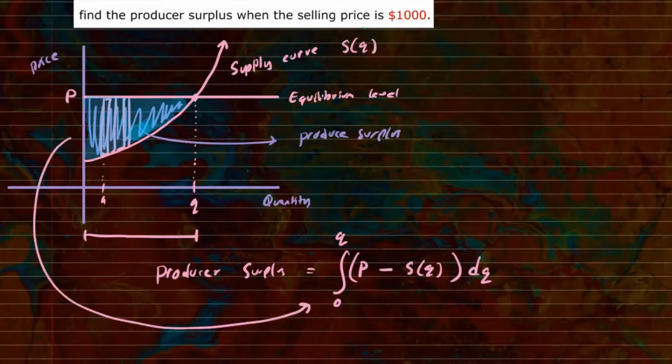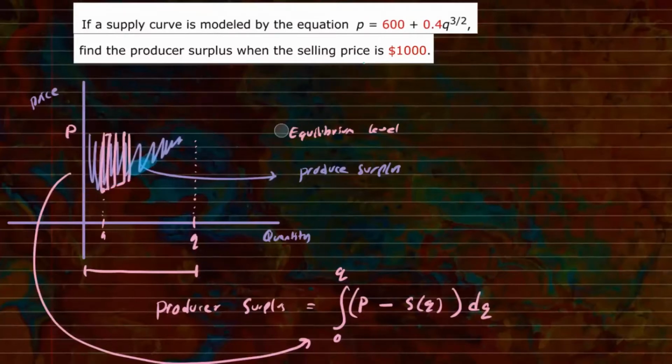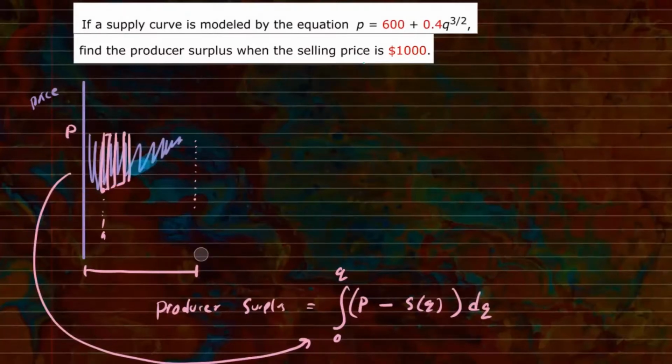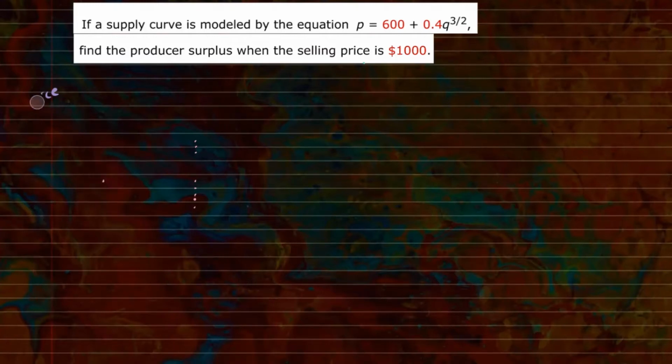So let's go ahead and work that out for this particular example. I'm just going to erase all of this, and we'll try to figure out what will be the producer surplus for this particular example. If a supply curve is modeled by this equation right here, let's call that your supply curve, S of Q, find the producer surplus when the selling price is this much. That's your price level, capital P, or the equilibrium level.